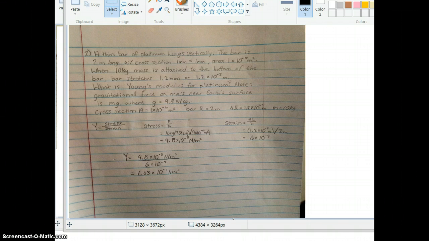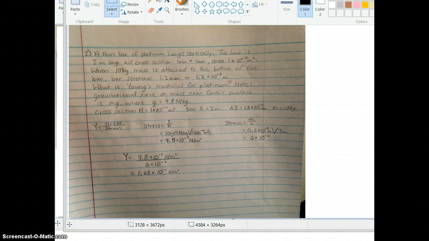In Part 2, I will be figuring out Young's modulus for platinum. We are given that our bar of platinum is 2 meters long, and the area of our cross-section is 1 times 10 to the negative 6 meters squared. When we hang a 10 kilogram mass at the end of our bar, it stretches 1.2 times 10 to the negative 3rd meters, which is also our change in length.